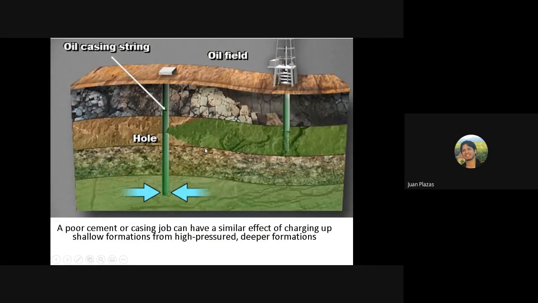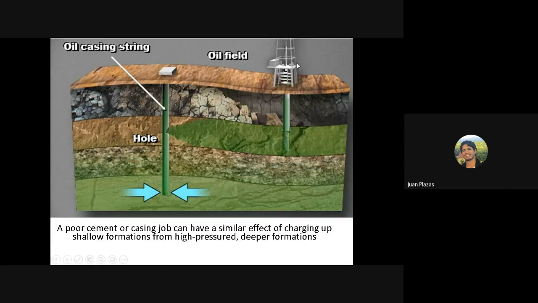This thing could happen, my friends. And what's going on here? They say this well A has been abandoned. We had some plugs here, and probably due to a poor cement job, plus casing failure, could be corrosion or something, it could create a hole in the casing. Now, with a poor cement job plus a casing failure, this formation has not been isolated. We don't have any cement block here. Now the formation fluids migrate up and start charging this shallow formation.